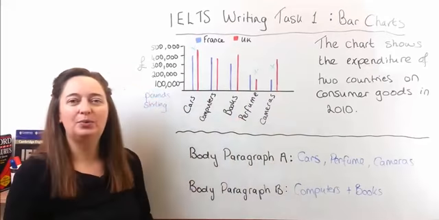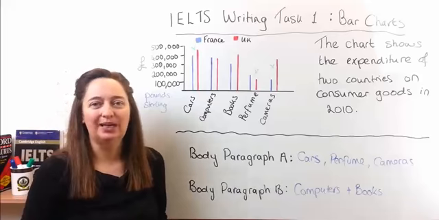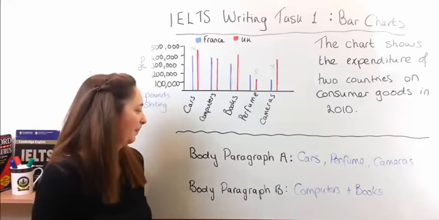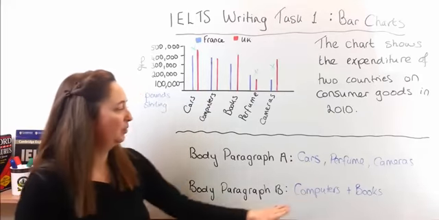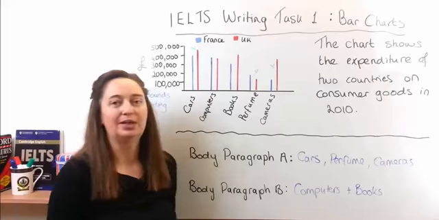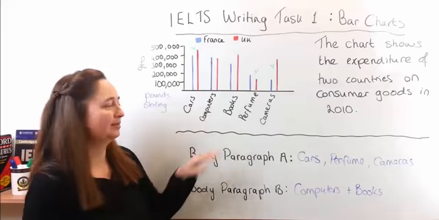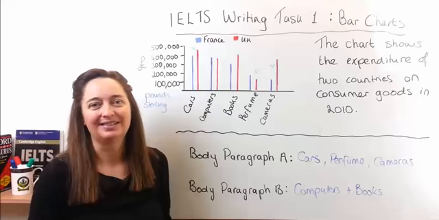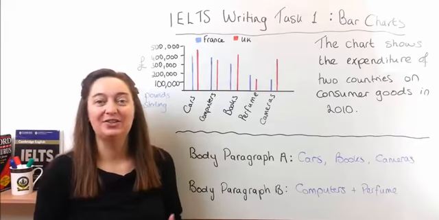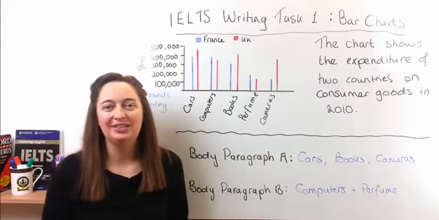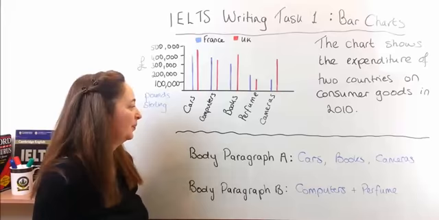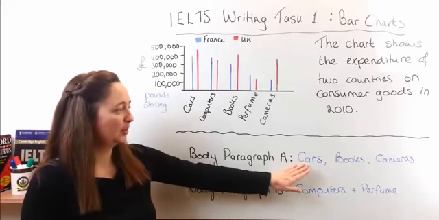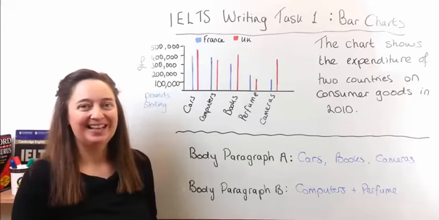So that would be a very easy, logical way to organise your writing. And of course, body paragraph B would have the other 2 categories, so computers and books. Let me show you another way to organise it. And here is the alternative, the other way to organise your body paragraphs. You can see I've got cars, books and cameras together. Let's have a look why.